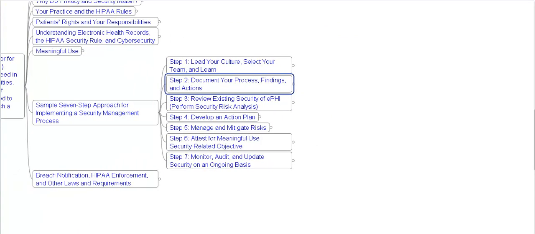Now we'll see the simple 7-step approach for implementing the security management process. Now we'll move to the second topic: document your process, findings, and actions.